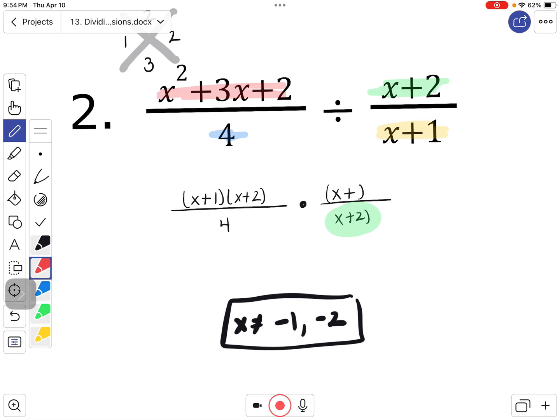Now I'm going to go ahead and cancel anything out that's top and bottom. That's the same, so I have an x plus 2 and x plus 2. I see I missed a number. This should be a 1 right there. And that is all I can cancel out.